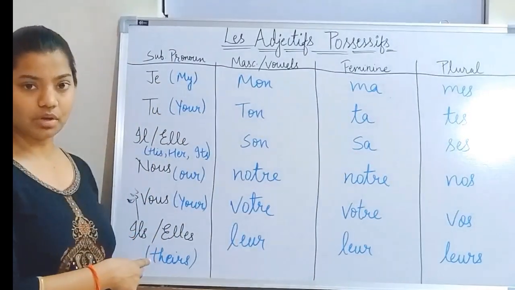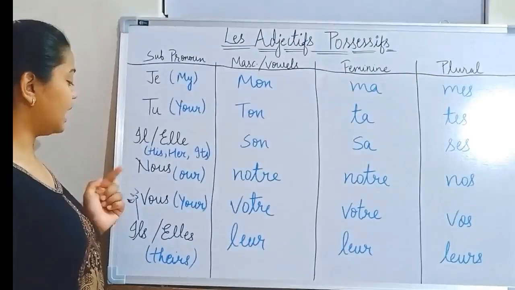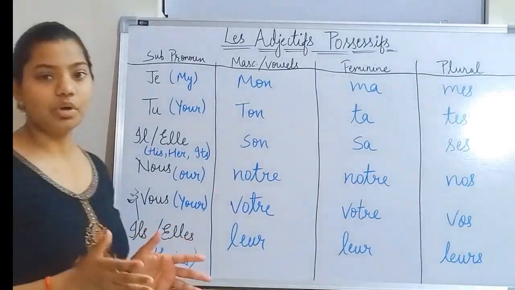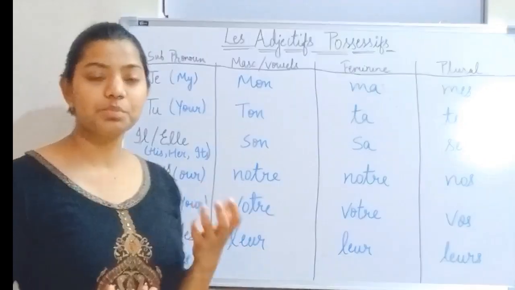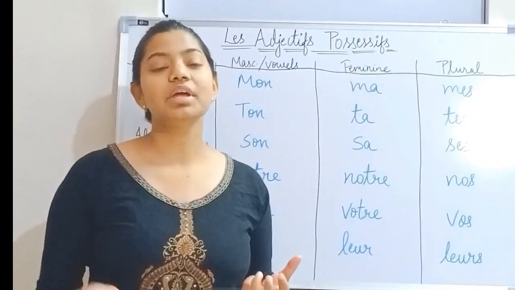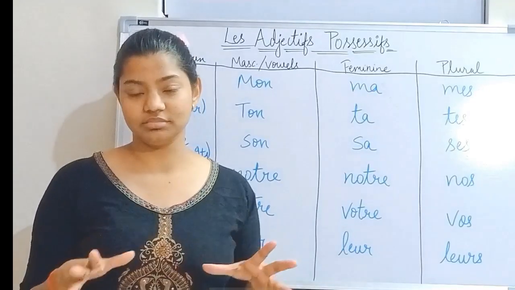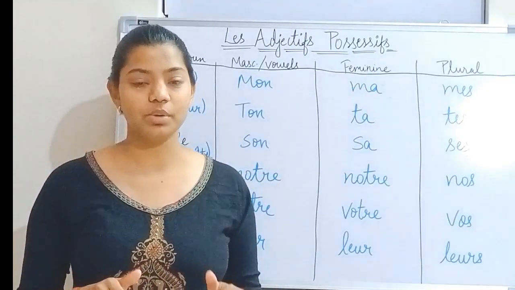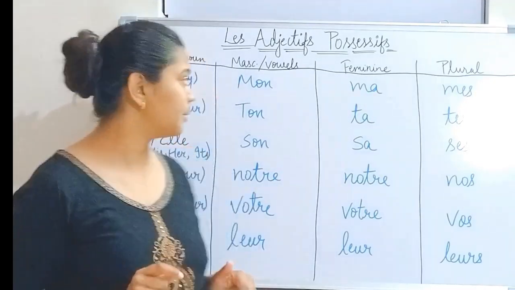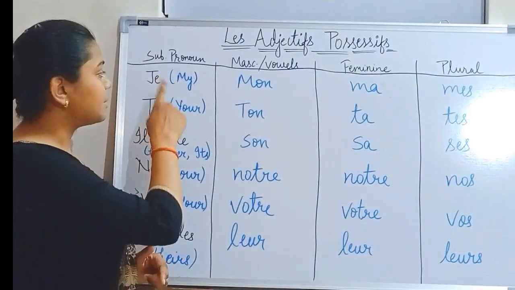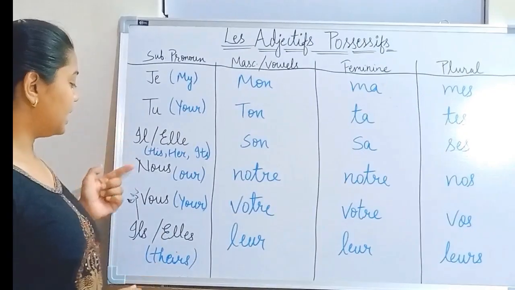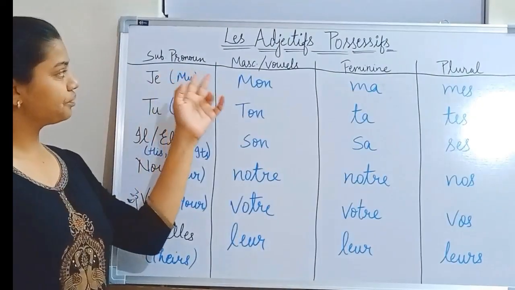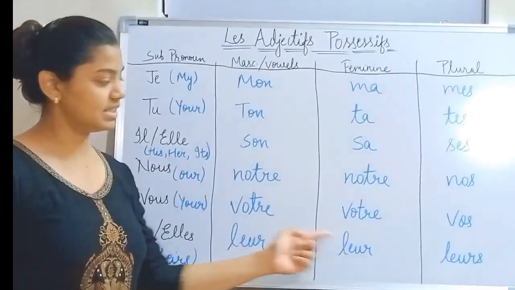These all are the subject pronouns. Okay, je, tu, il, elle, nous, vous, ils, elles. As you all know what a subject pronoun is, and if you don't know and want to learn, then you can check the link of this particular video of mine in the description box. Okay, so check it from there. So subject pronouns: je, tu, il, elle, nous, vous, ils, elles. Okay, so here these all are the possessive adjectives.